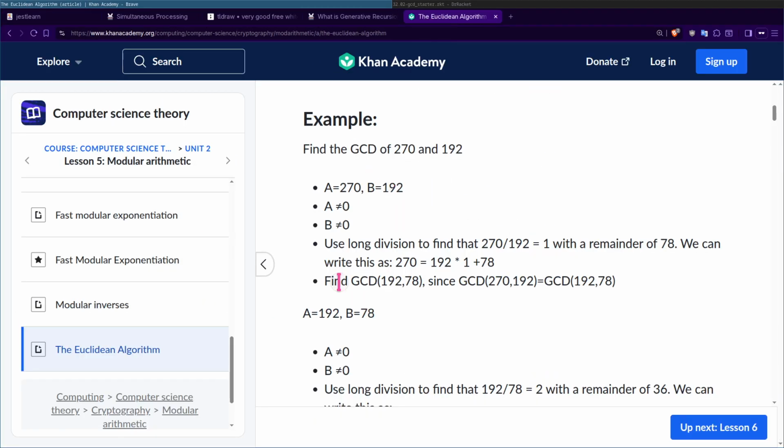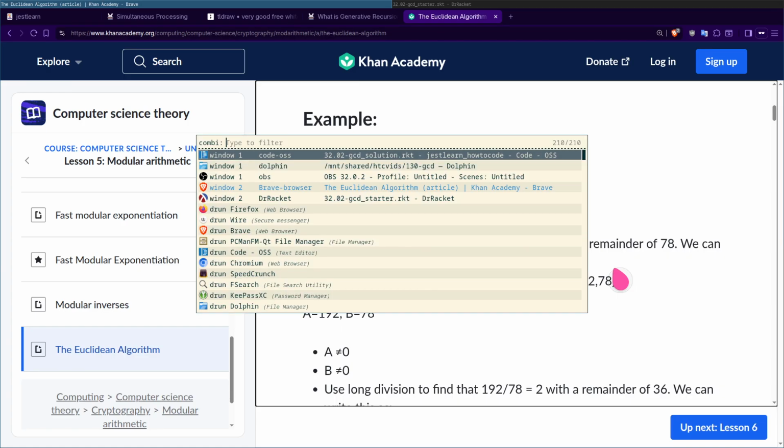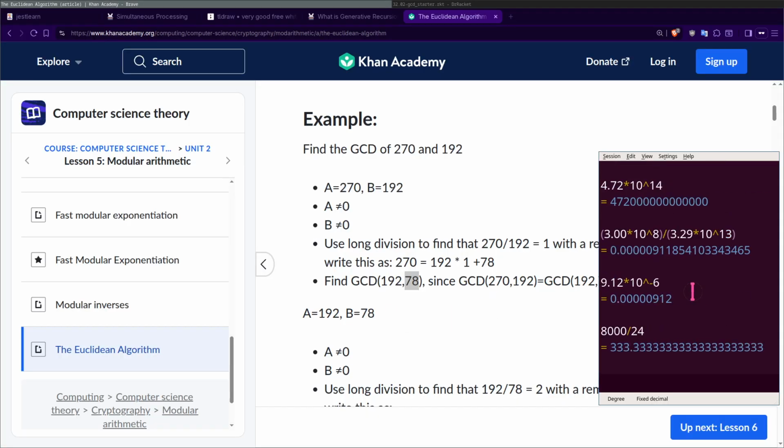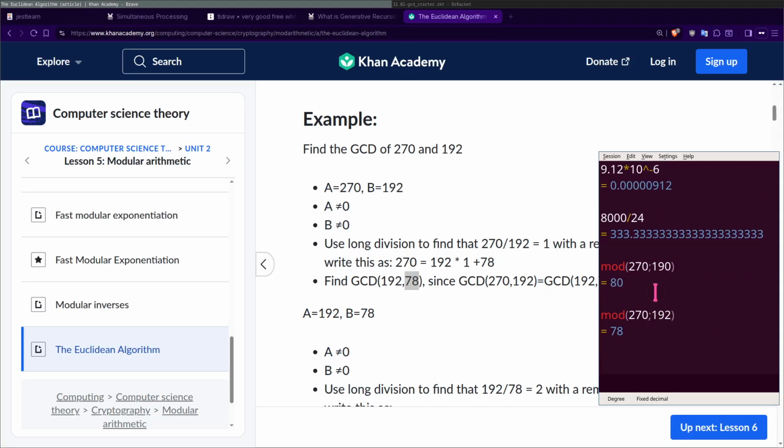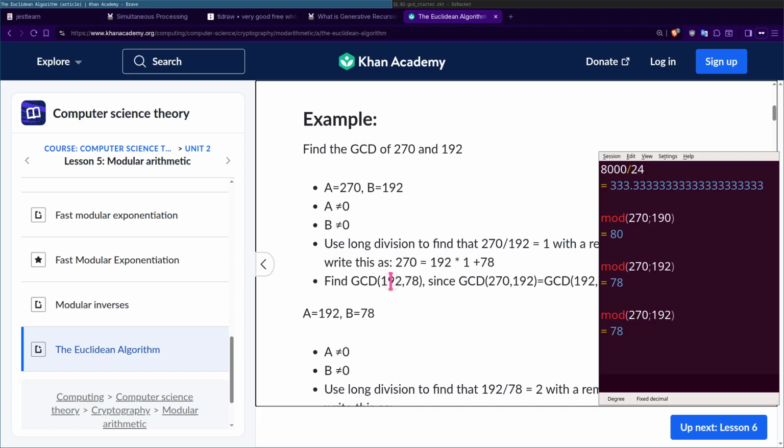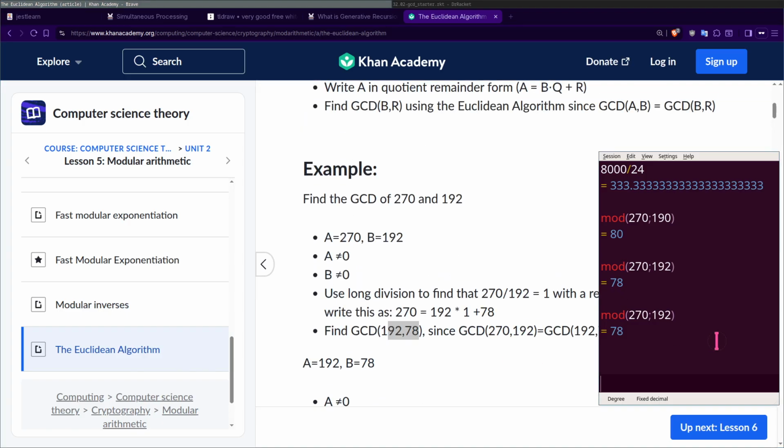So right over here, if we find the GCD of 270 and 192, it's essentially going to be the GCD of 192 and 78, because this second number is going to be the modulo. So let me just do that for you guys. Let me grab out my calculator. Usually modulo is percent on your calculator, but in this case it's mod. So 270 mod 192 is going to get us 78, and that's why it's this. You can plug in these numbers and verify it.